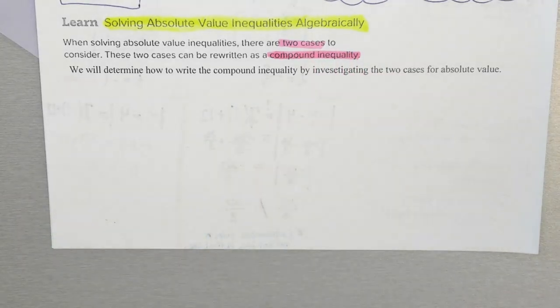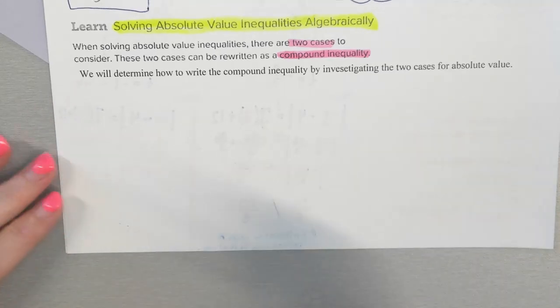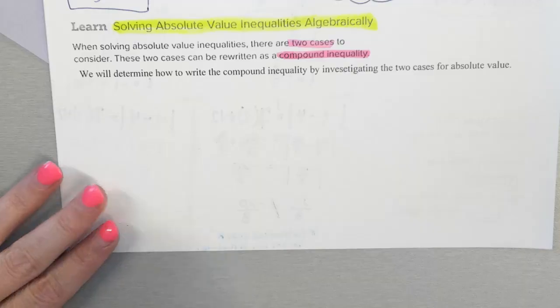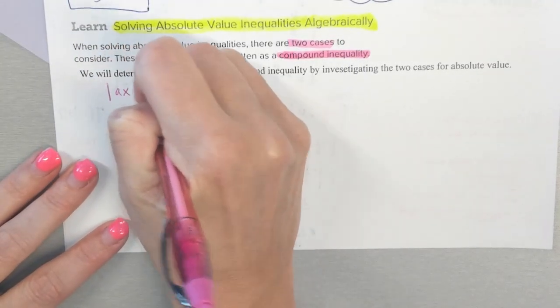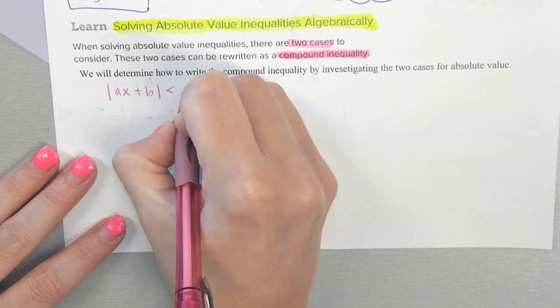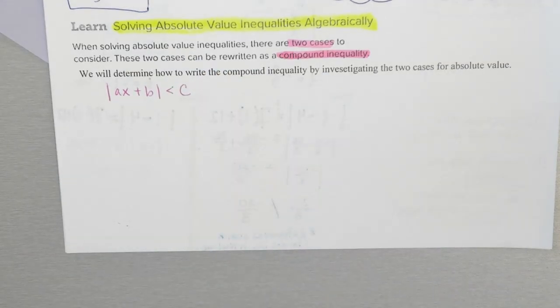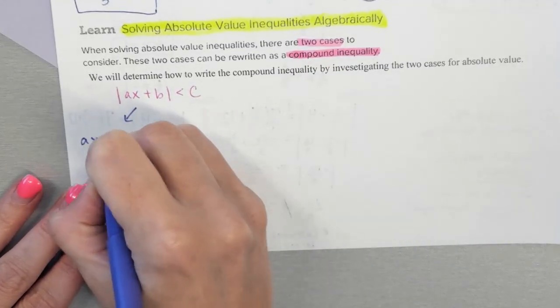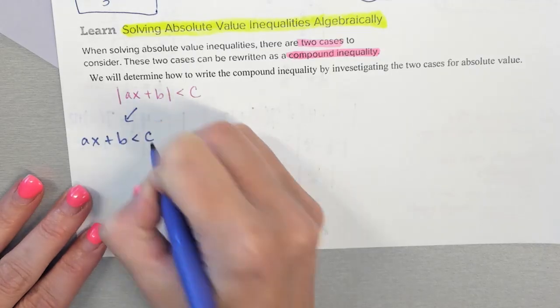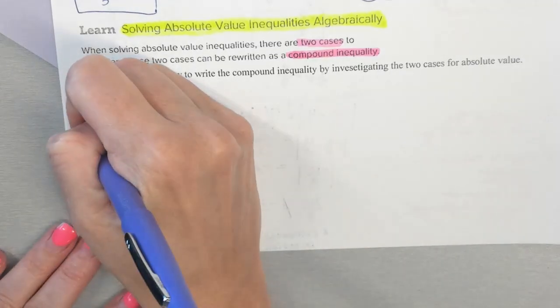One of the compound inequalities is going to be one long inequality. The other one are going to be two short inequalities. So here is your first case. We're going to investigate these two cases for the absolute value. If you have the absolute value of an expression, ax plus b, and that's less than some constant c, we know whatever is inside the absolute value, from what we talked about yesterday, can either be positive, like this.